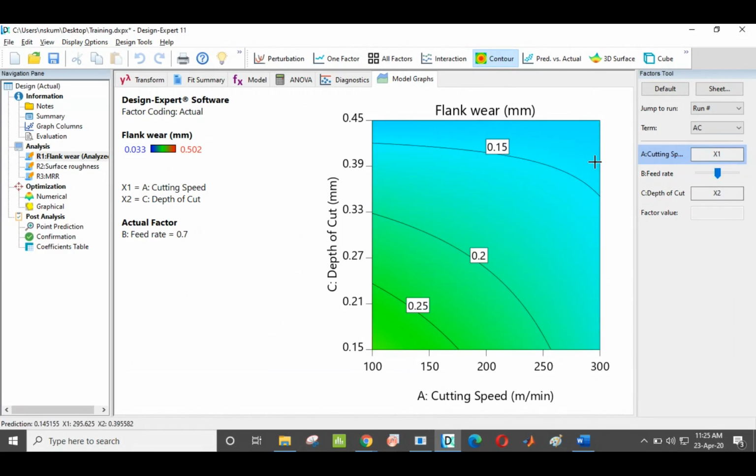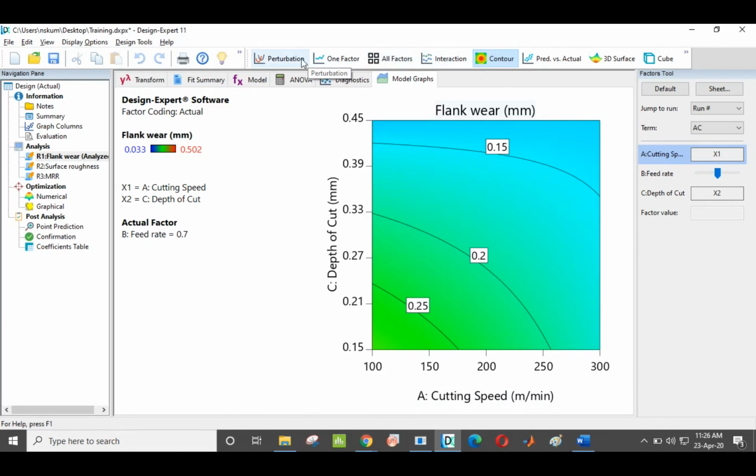So in this case, the flank wear is higher with a lower depth of cut and lower cutting speed. So at higher cutting speeds, flank wear is less. So cutting speed has to be improved.